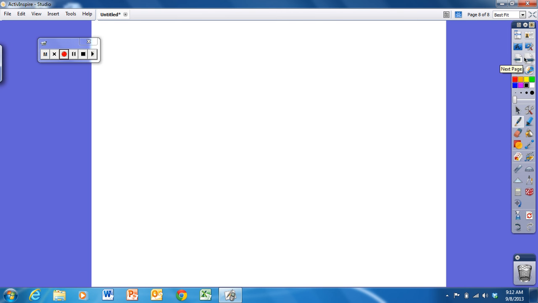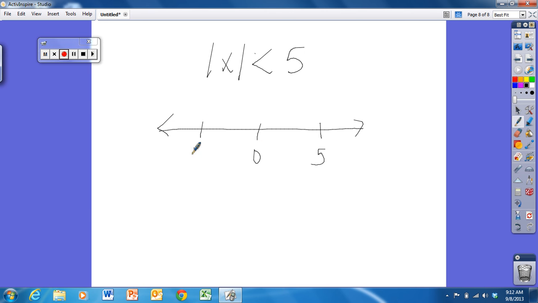So, when we say the absolute value of 2x, let me start with an easy one. The absolute value of x is less than 5. That means the distance away from 0 is less than 5 units. So that means your solution has to be somewhere between here and here, in between, right? Because the distance is less than. So here you'd be less than 5 units, less than 5 units, less than 5 units. Here you'd be more than 5 units. So the distance has to be in between negative 5 and 5.